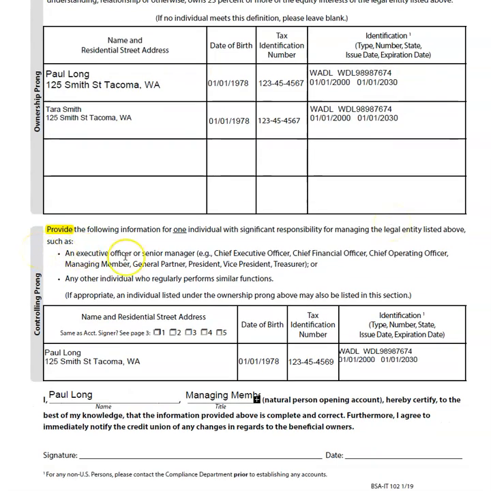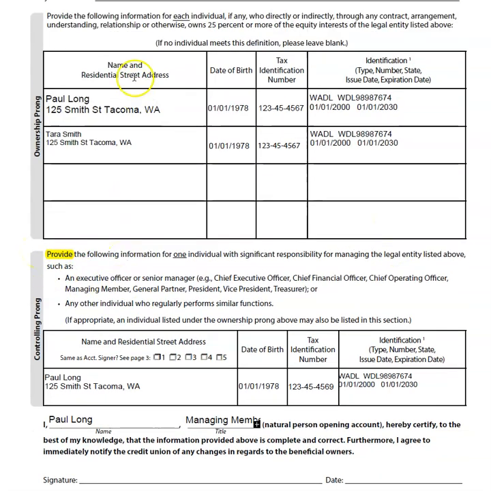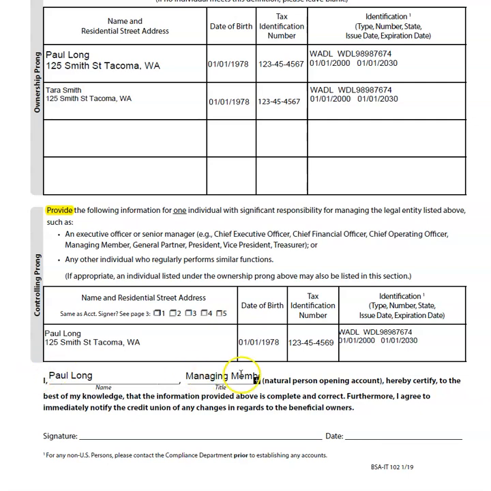Next is the controlling prong. The controlling prong is who is the person that really has the significant responsibility for managing the legal entity. And this can be either one of those individuals. In this case, we just put Paul Long here and put the information here. And then Paul is going to sign as managing member of the LLC, sign and date. And you have completed filling out the loan application.